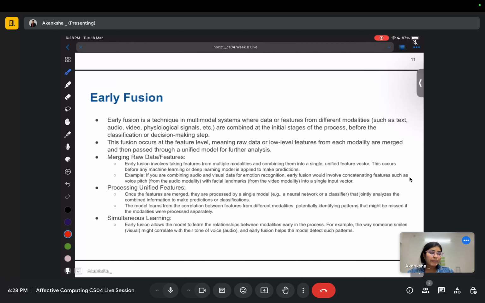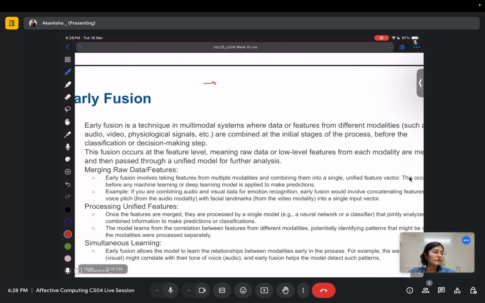So, in early fusion, as the name suggests, we start early in the pipeline. Deep learning systems usually, so we have this data, and let's say this is EEG, and usually only one modality is there. We will feed it to some model, right? And it will just give us a decision.